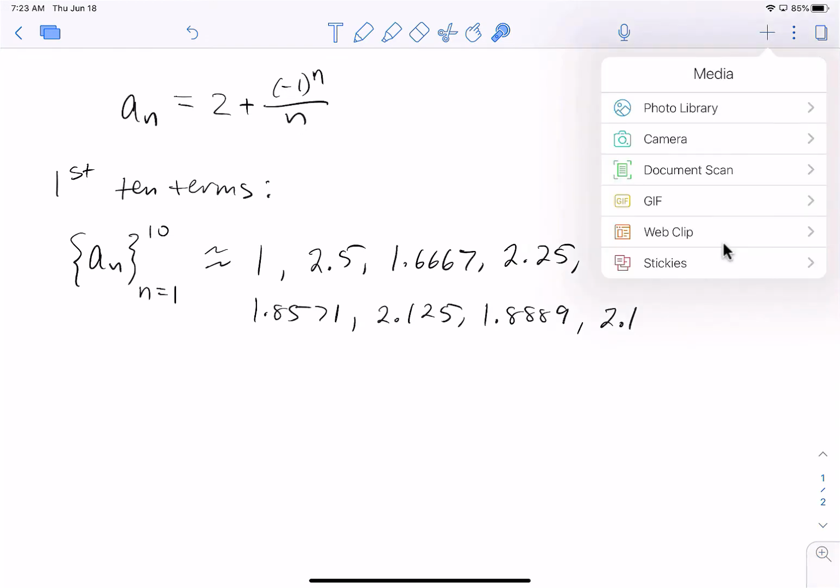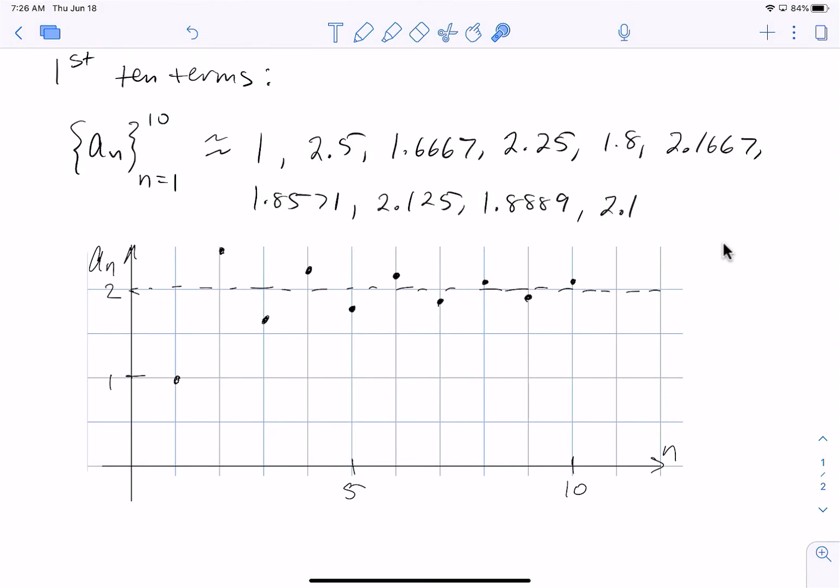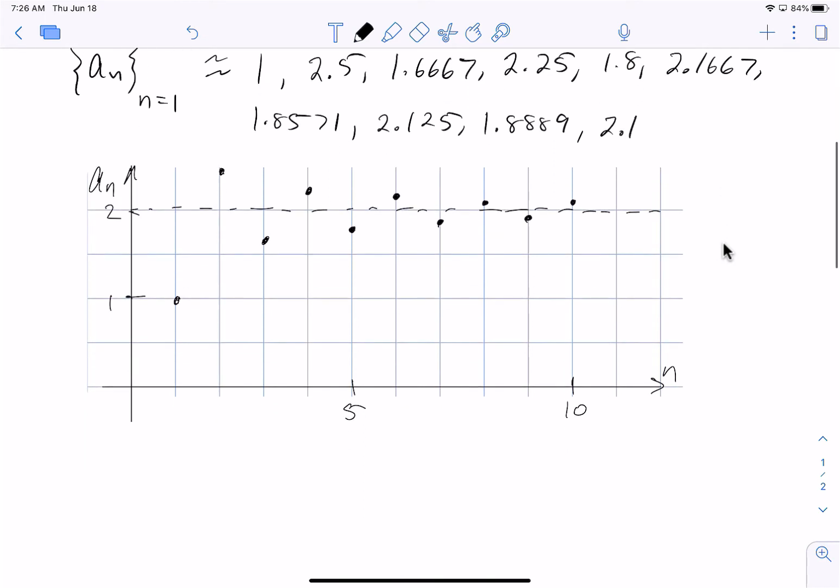Let's see what these look like as plotted on a graph. Here they are. I have my n-axis, and for n equals 1, my value is 1. N equals 2, my value is 2.5, and so on. And right now, the point of plotting these on the graph is to see if it looks like there's a trend. Does it seem that they're trying to become one number in particular as n increases? And it looks like the answer is yes. This idea is the idea of a limit.